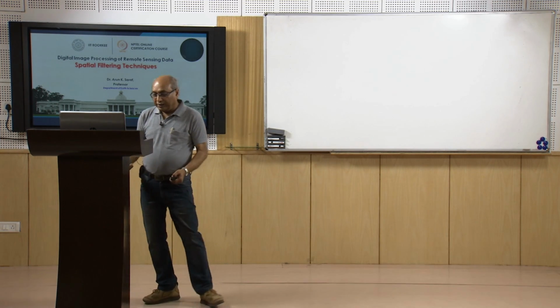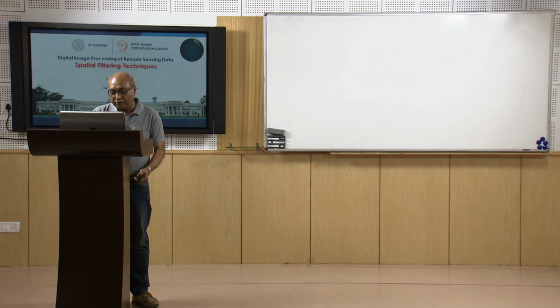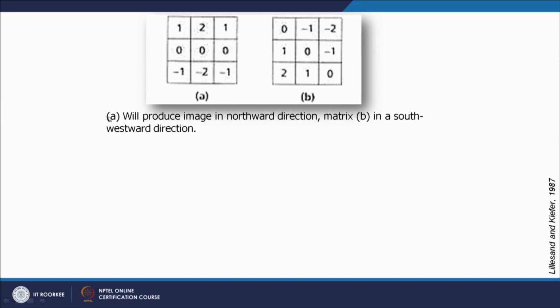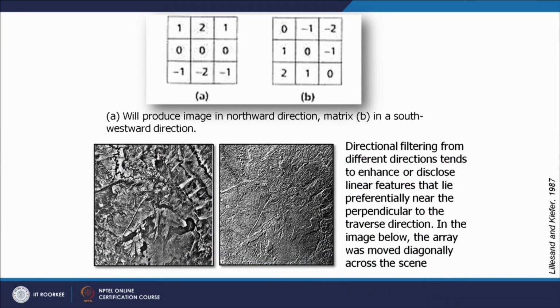So if somebody is looking for such outputs, to delineate certain things, maybe linear features or features which have sharp boundaries with surroundings, such filters can be adopted. And if I go for 5x5 edge detection, I may get an image something like this. So if I take this example of A, it will produce an image in the northwest direction; this is a directional filter. So in the northwest direction, whereas B is in a southwest direction. So this is southwest direction filtering, and this is how the result would be.